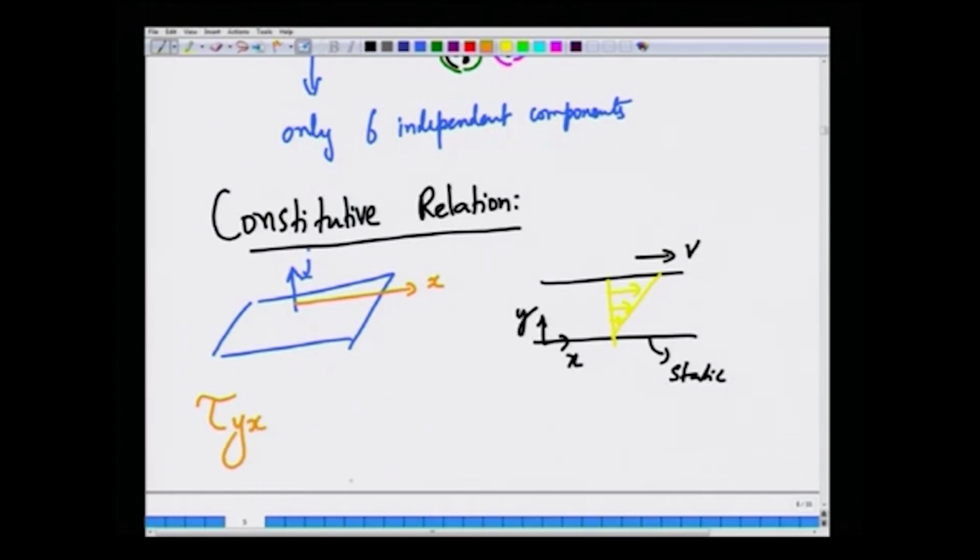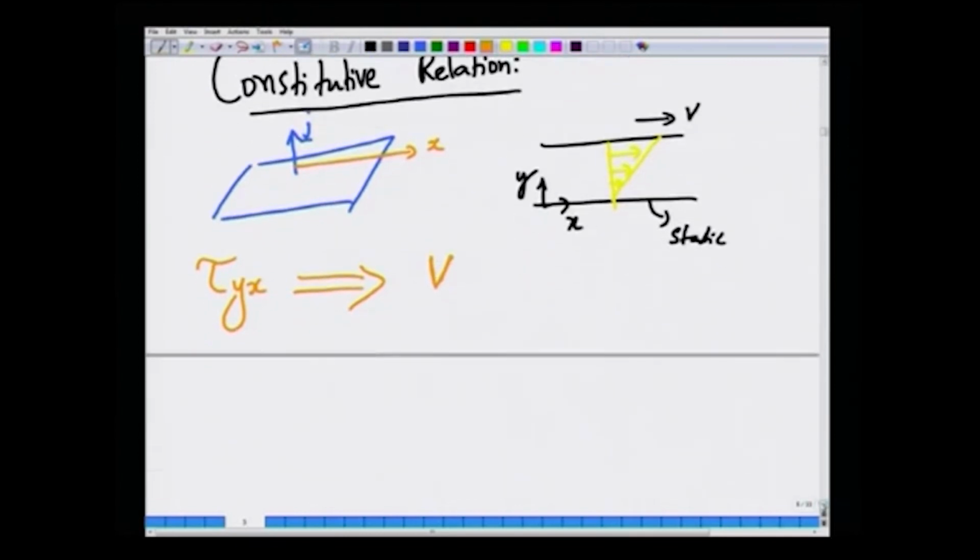Now, what should tau y x be a function of? What can tau y x depend on? We can say that tau y x will depend on the velocity of the flow, but that is not all, because that does not tell you the whole story. If it depends only on the velocity, then what about the distance between the two plates? Will it be the same if I have the same velocity, but a very large distance? Will it be the same if I have a very small distance? So, clearly tau y x cannot be a function only of the velocity. Somehow the distance between the two plates has to come in.